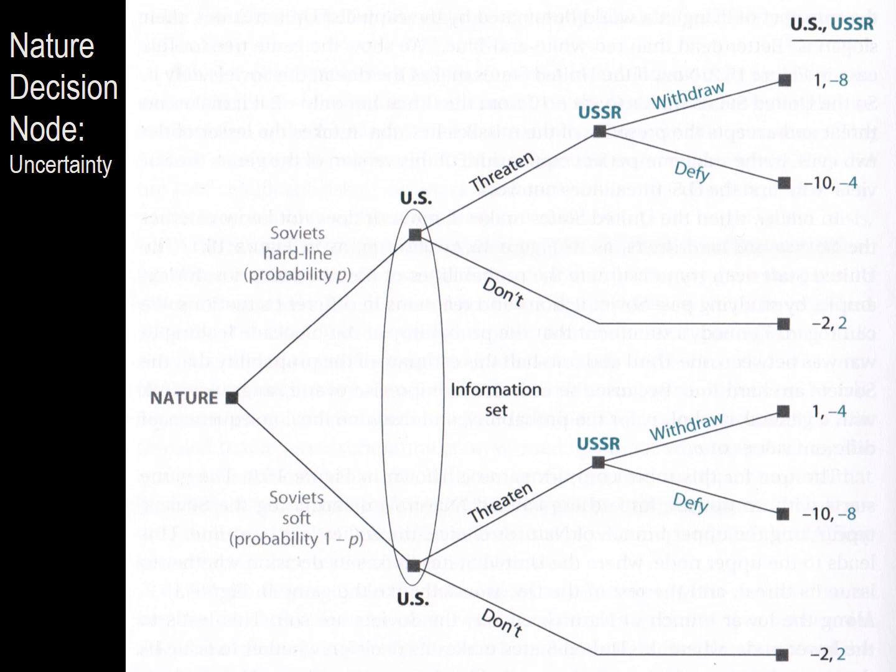Now, nature may be attributed a decision node to model instances in which one player has uncertainty about the nature of the opponent. In the model presented here, nature represents the uncertainty node for the American decision makers of whether they are dealing with soft line or hard line Soviet decision makers during the Cuban Missile Crisis, a distinction that has serious repercussions. The indistinguishable decision nodes are enclosed in a single information set, as presented here. And so here you have the Soviet hard line, which has a probability of p, and the Soviet soft line, which has probability of 1 minus p, the remaining probability.